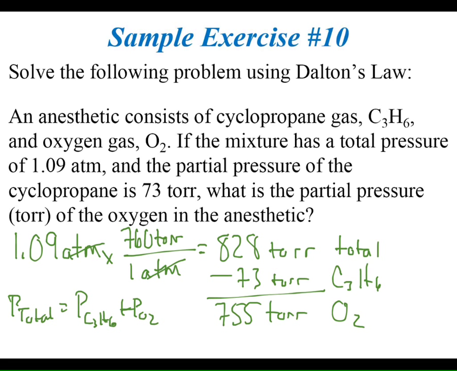Is there a molecular reason why the O2 has such a higher pressure than the cyclopropane? Why does it have a higher pressure? Because there's more of it, so there's more of it bouncing off the walls, creating more pressure. Okay. Yeah. The pressure is just how many of them are bouncing around, so there's just more of the oxygen.